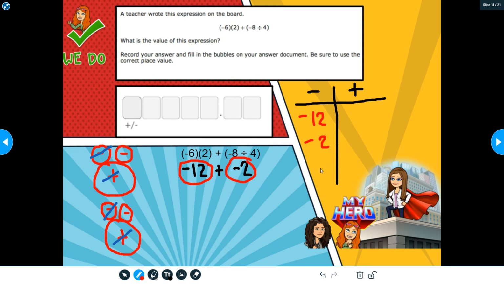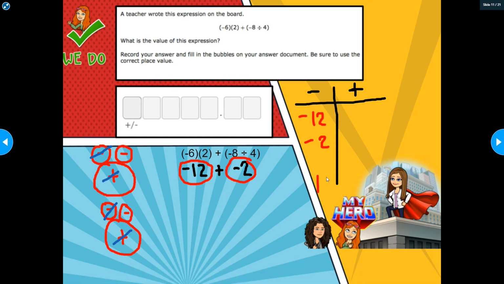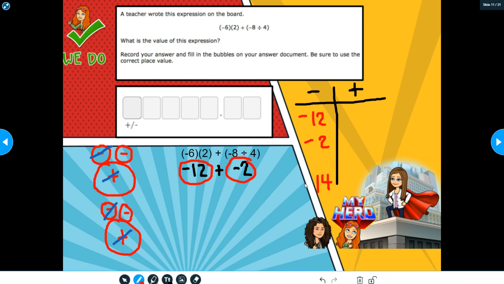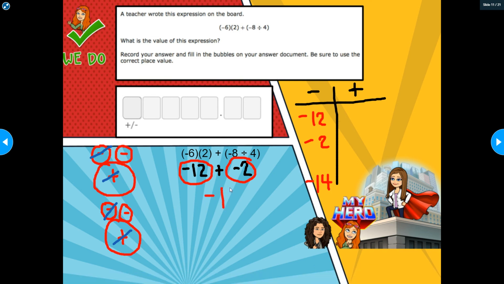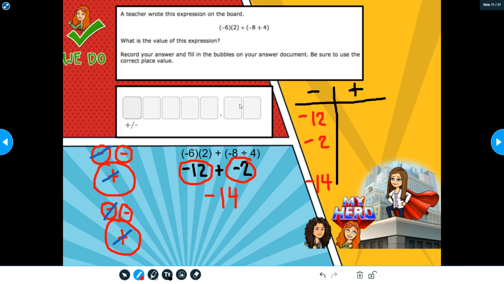So 12 plus 2 is 14. And we're going to keep the sign, and it's negative. So the final answer is going to be -14. Then we put it into this griddable, all right?